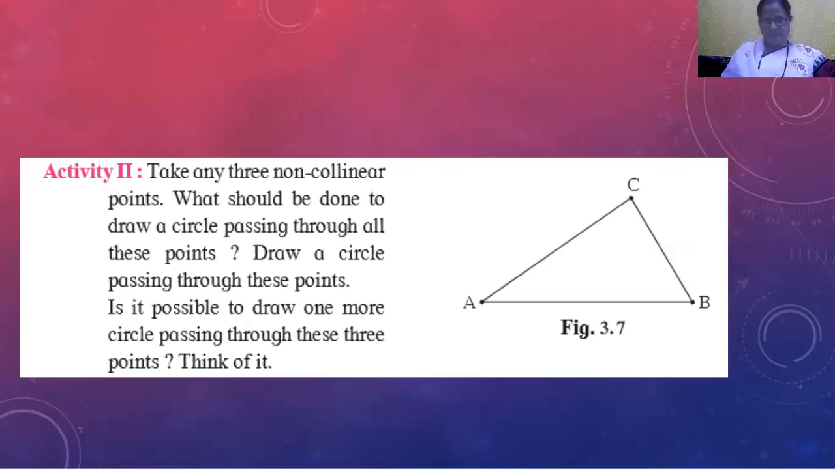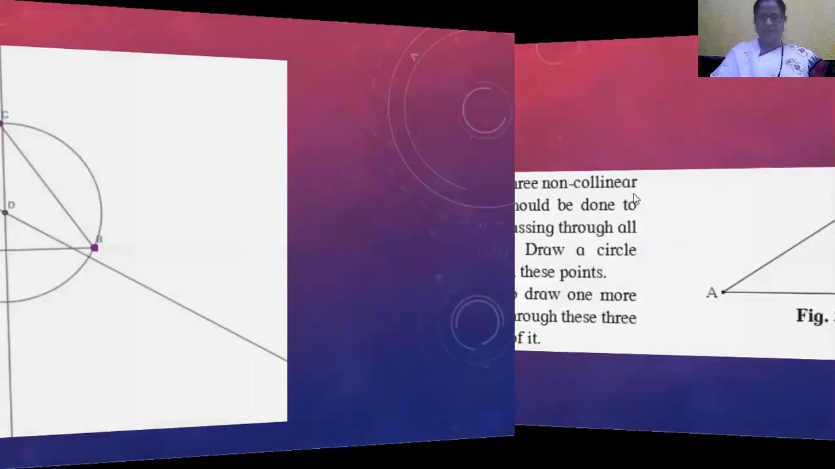Here in this figure you see points A, B and C. How many circles can you draw from these 3 points? Here point A is here, point B is here, and point C is here. Then how many will you draw? We'll see that activity next.